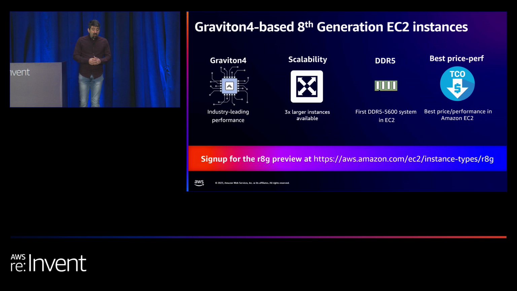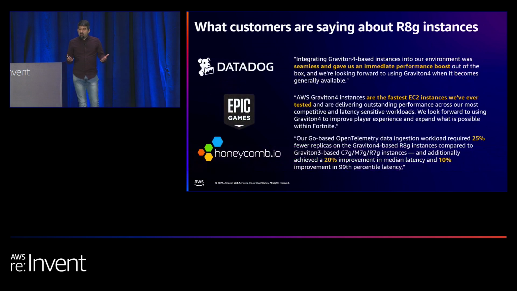So with that, we have our Graviton-based EC2 instances. They have industry-leading performance, a scalability of up to 3x larger sizes, the first systems in our data center with DDR5 5600, the best price performance, and also substantial gains in energy efficiency. Now, of course, I presented you with our measurements of these, but it's much more interesting to see what our customers have to say about it.